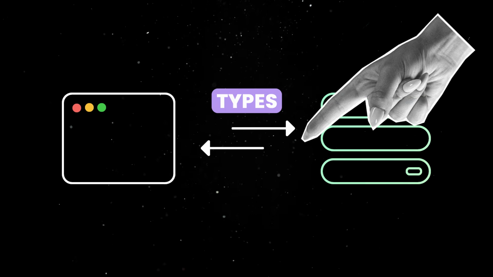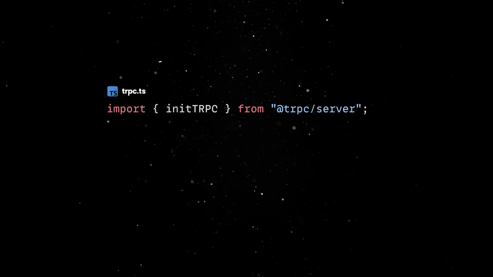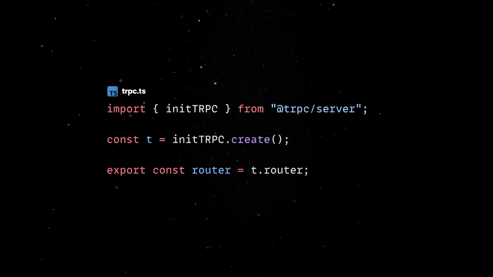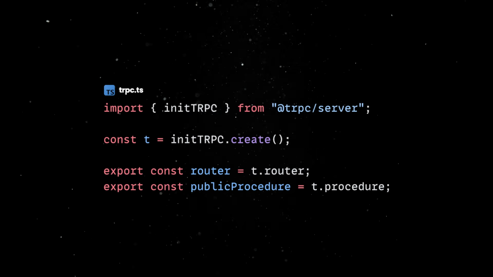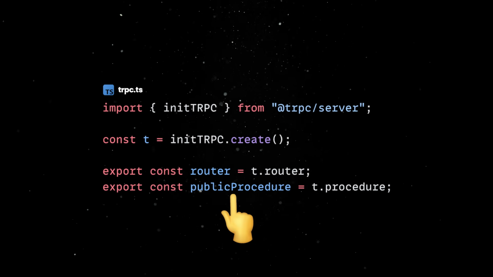The first step in building our tRPC application is setting up the server. In the trpc.ts file, we'll start by initializing tRPC and creating our base router and procedure builders. This will be the foundation for defining our API endpoints. Note that the public procedure allows us to create endpoints that don't require authentication.